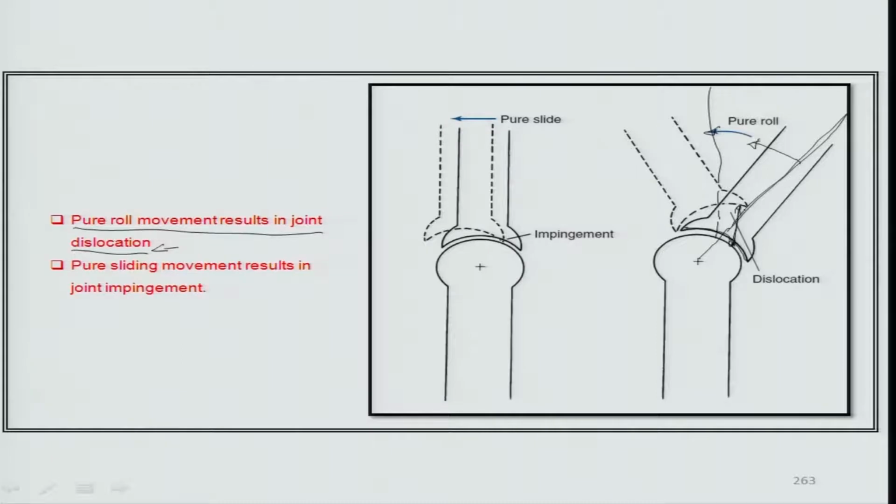Pure sliding motion can also sometimes result in joint impingement. For example, if there is no rolling action and only the sliding action of a concavity over the convexity, there is always a possibility of engagement of the concave part, as you can see from the dotted portion, with this convex part of the joint.